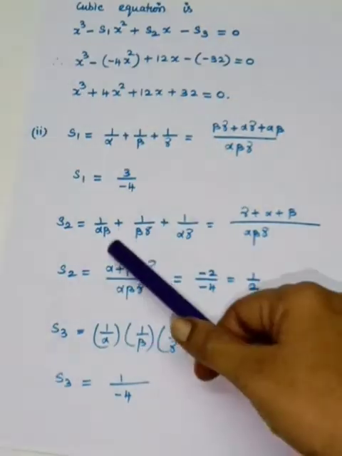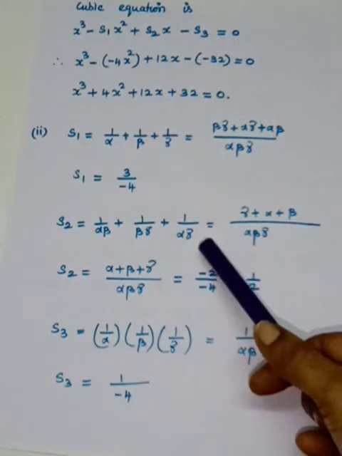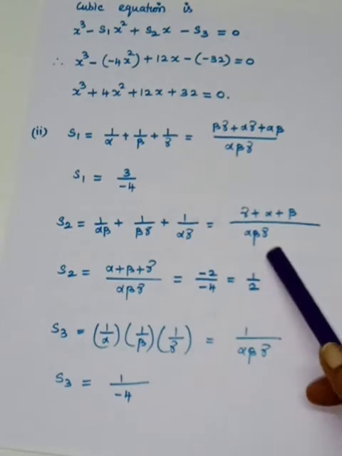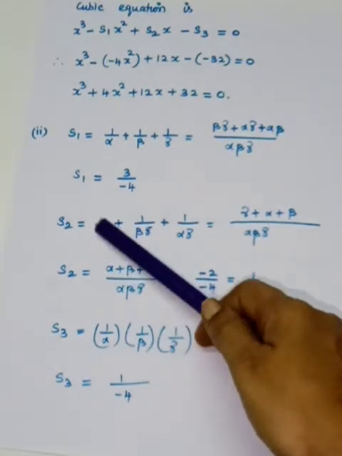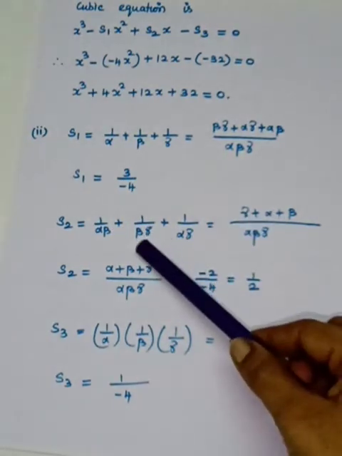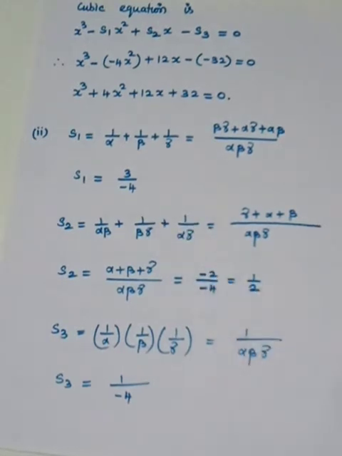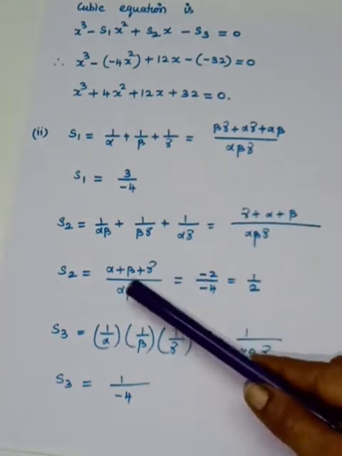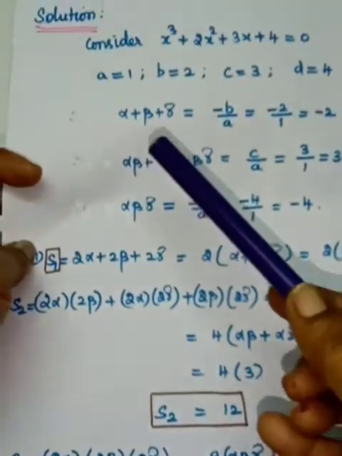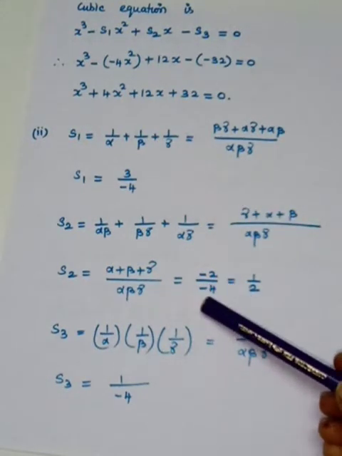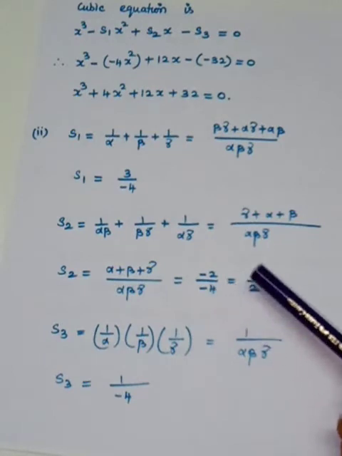So you will get 1 by alpha, beta plus 1 by beta, gamma plus 1 by alpha, gamma. So if you take the LCM, the LCM is alpha, beta, gamma. Here you are having alpha, beta, so gamma alone has to be multiplied in the numerator. So it is gamma. Here beta, gamma is there, so the numerator is multiplied with alpha. Here you will have beta. You see the numerator, it is alpha plus beta plus gamma. What is alpha plus beta plus gamma? We have found it is minus 2. So the numerator is minus 2 and the denominator is alpha, beta, gamma, that is minus 4. So it is 1 by 2.